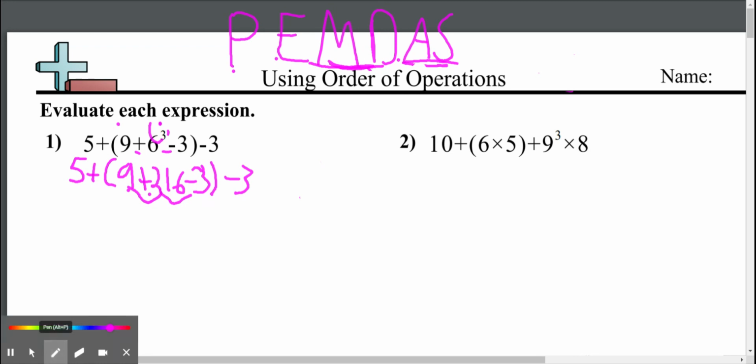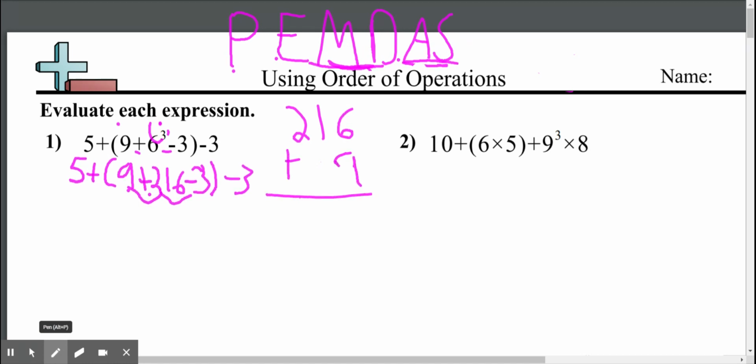I like to perform calculations on the side. Sometimes that way it makes life a little easier. So 216 plus 9. Here we go. Well, that gives me 15. Put the 1 up there. That's 2, and that's 2 again. So 225. Once again, 5 plus, parentheses, 225 minus 3, and parentheses, minus 3.